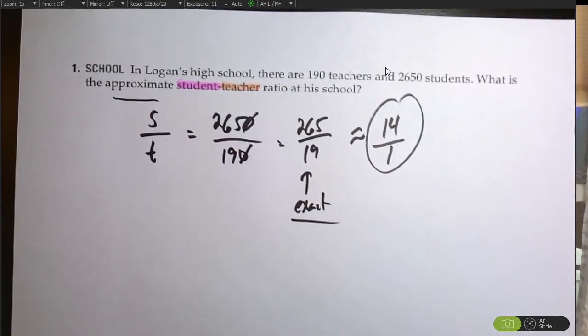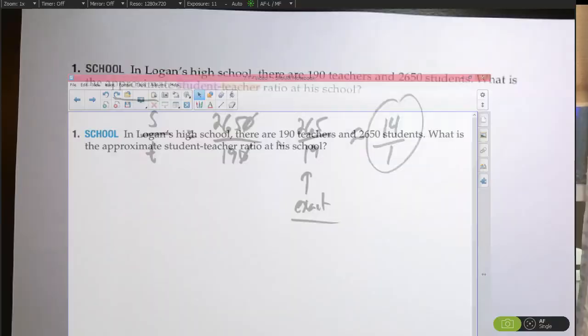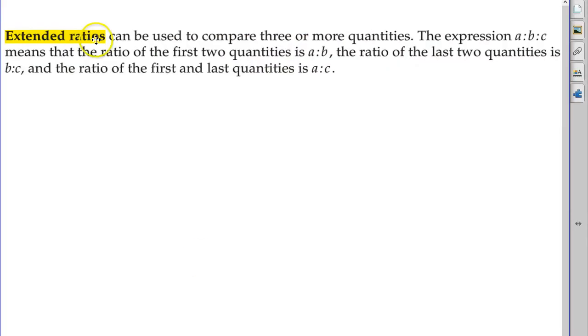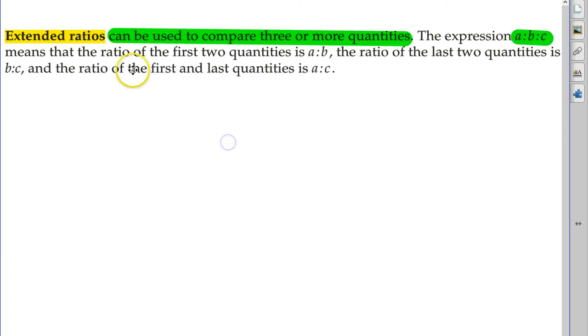Now, along with simple ratios like this, we also have something called extended ratios. An extended ratio is when you compare more than two things at a time. So for the definition, you can just say it can be used to compare three or more quantities. And then the way we'll write them out a lot of times is A to B to C. Now, it could be more than that. It could be A to B to C to D to whatever. So it can be used to compare three or more quantities. And again, if you ever need to, because I'm going too fast, just pause the video, write it down, and then push play again.